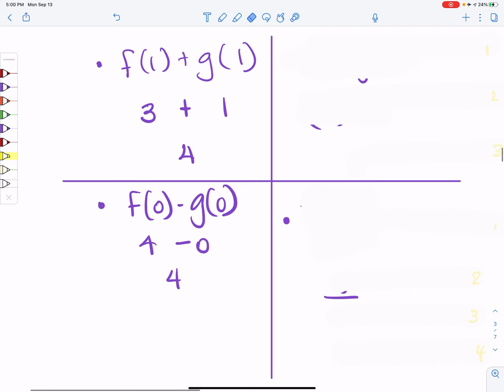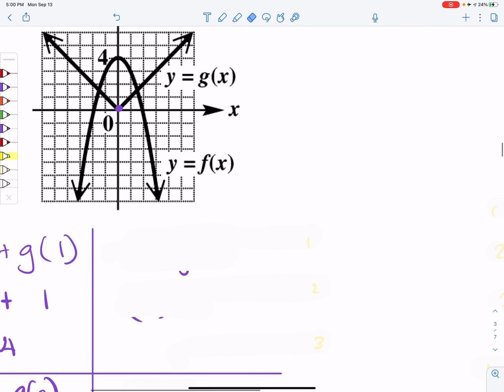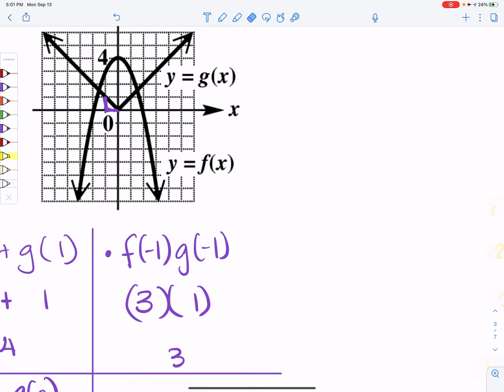All right, now for the multiplying. So for the multiplying, we're doing f of -1 times g of -1. So f of -1, all right, here we go. Here's the x value of -1. Here's the y value. So the y value on the f function is going to be 3. g of -1 is going to be 1. So we have a 3 times a 1, which is a 3.